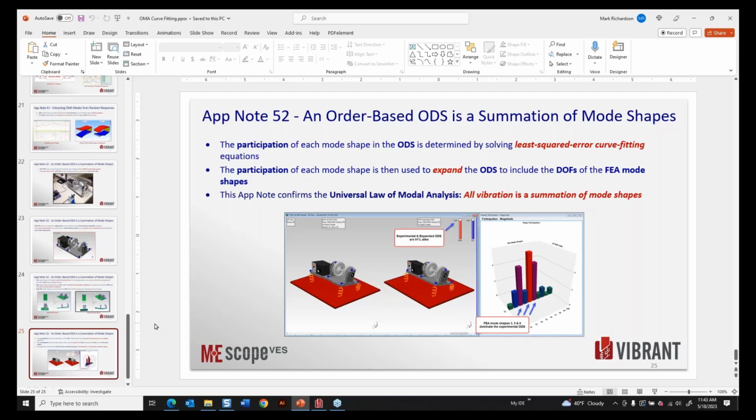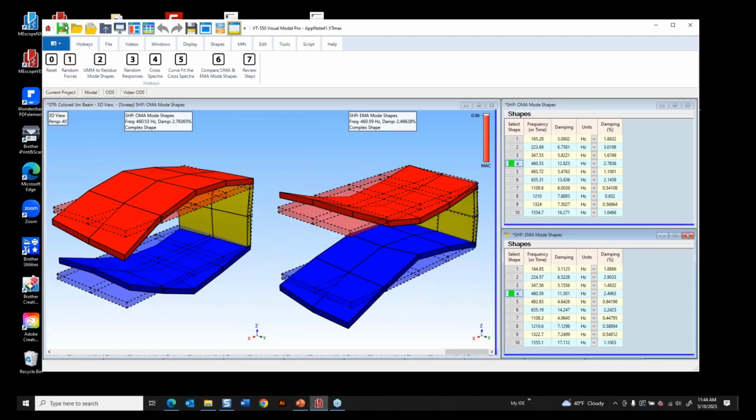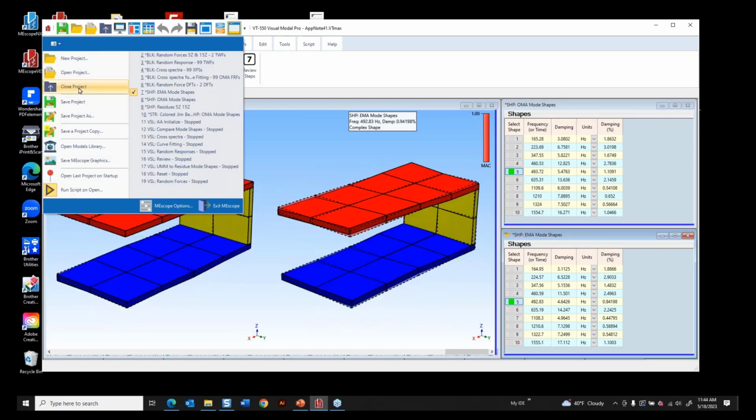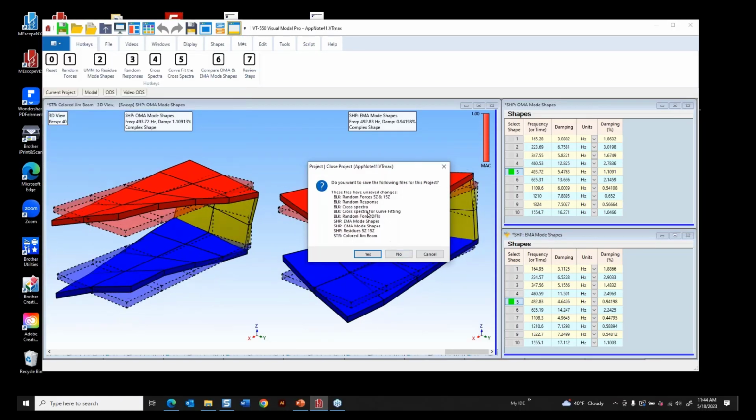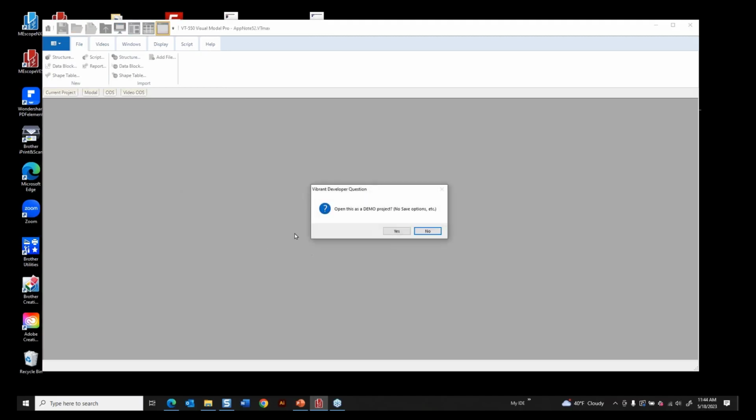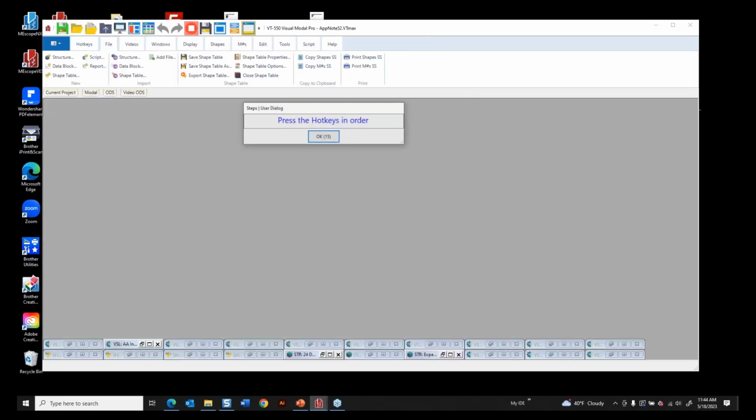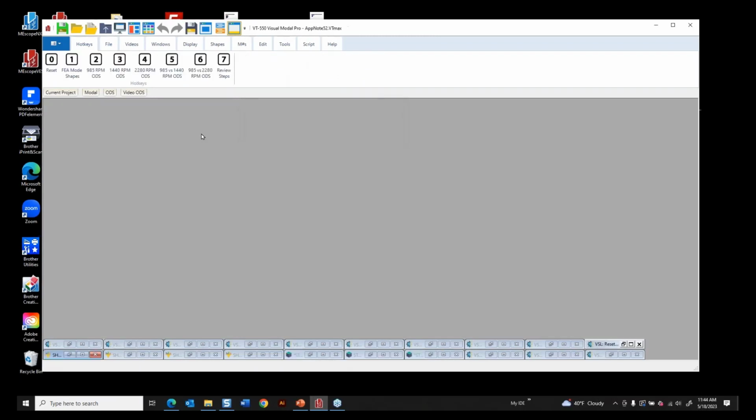And what this shows us is the universal law of modal analysis. All vibration is the summation of mode shapes. So let's just go take a look at that. Okay, I'm going to close this project first. And you can see it wants to save a bunch of stuff. I'm not going to save anything in this project, and I'll just go and open up project app note 52. And again, this project has scripts associated with it. So we're just going to press hotkeys in order and let the scripts do the work for us. So here's the first one.